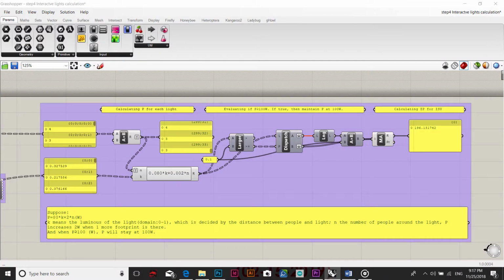I got this process in Grasshopper with 300 footprints, and the outcome is 196.13 kilowatts. It's a pity that the number of footprints is a little small, for when I tried more footprints for calculation, Grasshopper would just crash. But the interactive lights are definitely more economical in most cases.